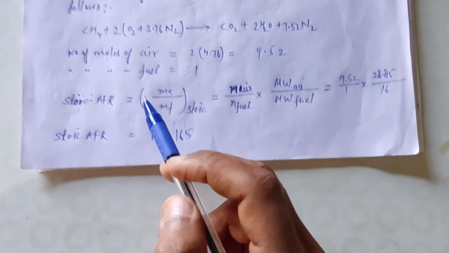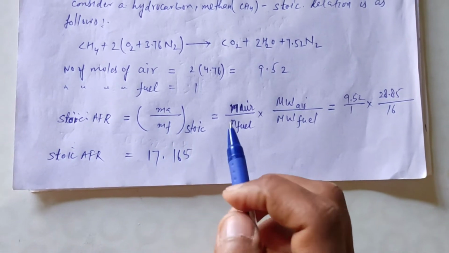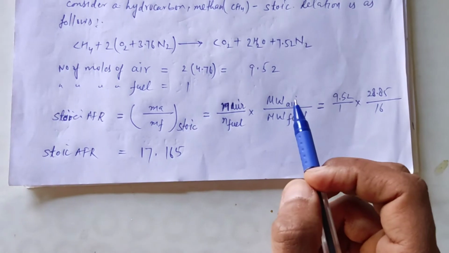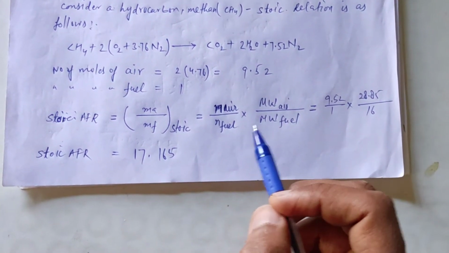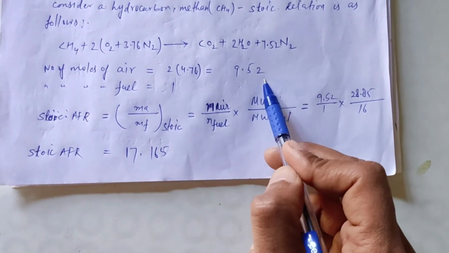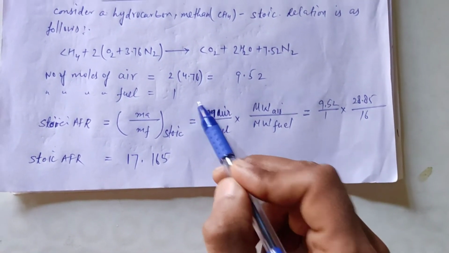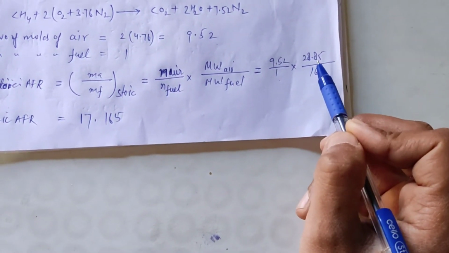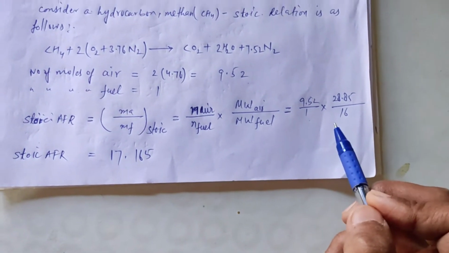So the stoichiometric air fuel ratio is equal to mass of air upon mass of fuel. Mass of air will be equal to number of moles of air into molecular weight of air, and mass of fuel is equal to number of moles of fuel into molecular weight of fuel. The number of moles of air is 9.52, written here, and the number of moles of fuel is 1, written here. The molecular weight of air is 28.85, and the molecular weight of fuel is that of CH4.